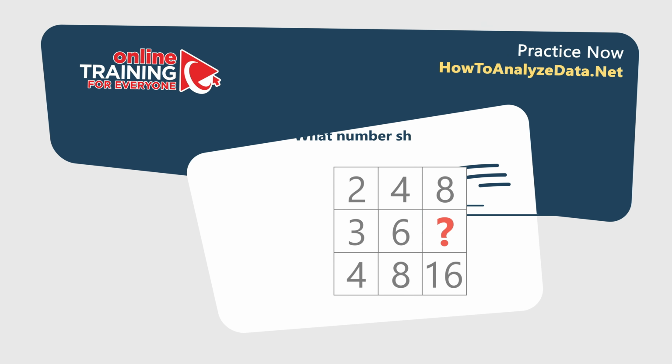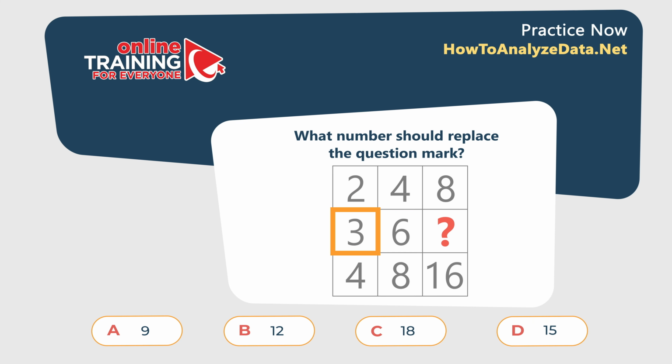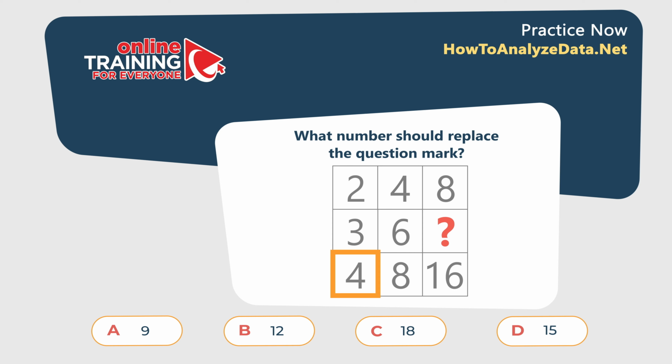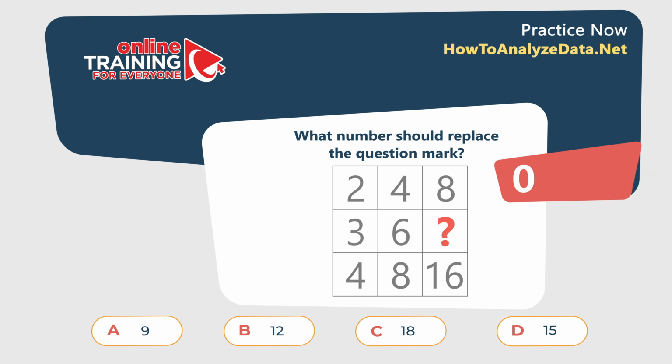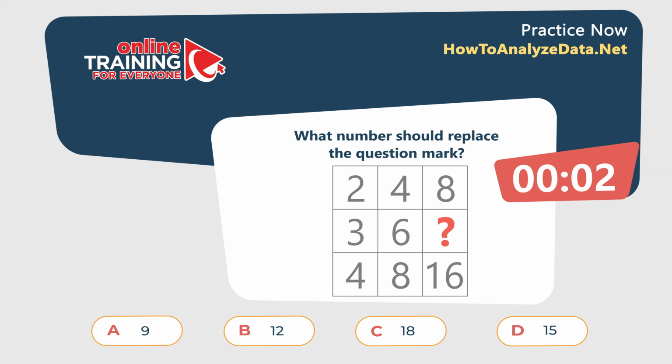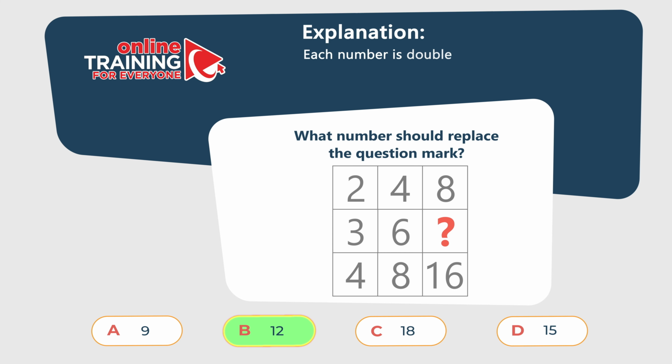You're presented with a 3 by 3 grid. 2, 4, 8, 3, 6, missing number, 4, 8, 16. Which number should replace the question mark? Choice A, 9, B, 12, C, 18, D, 15. The correct answer is choice B, 12, and here's why. Each number is the double of the previous row.